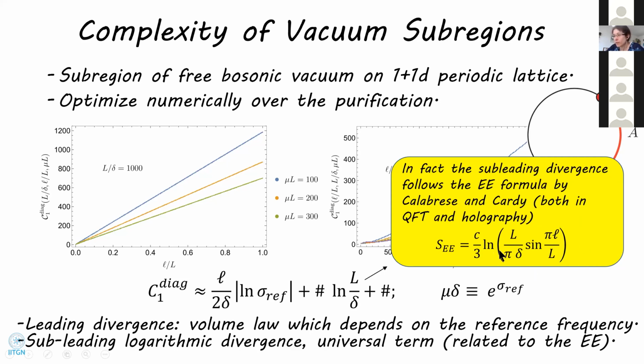Okay. So it could be that the same symmetries that tell you that the entanglement needs to depend on this length scale in this way also influence the subleading term of complexity. Okay. Thanks.